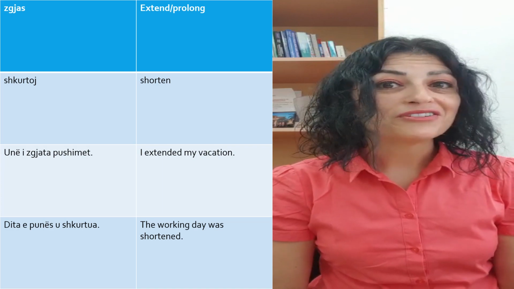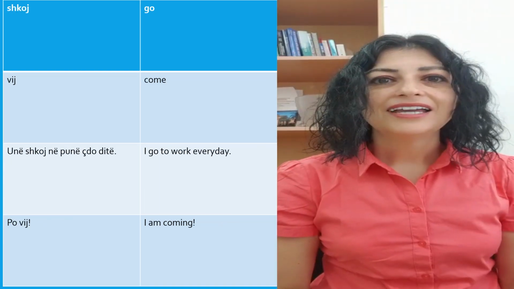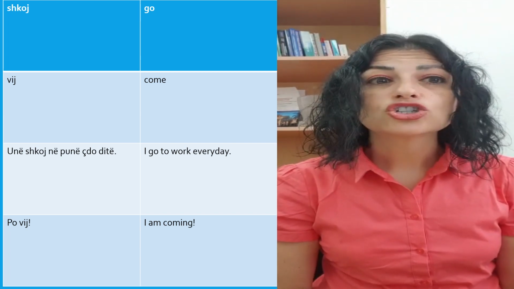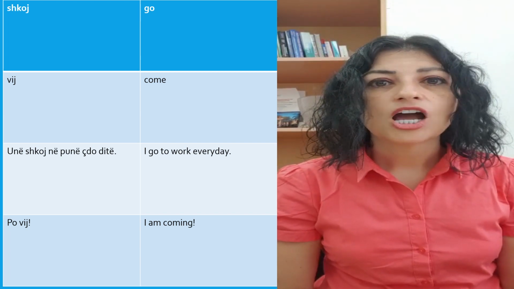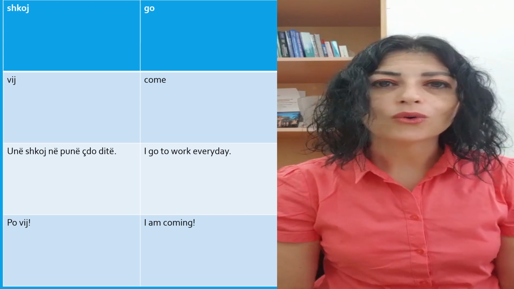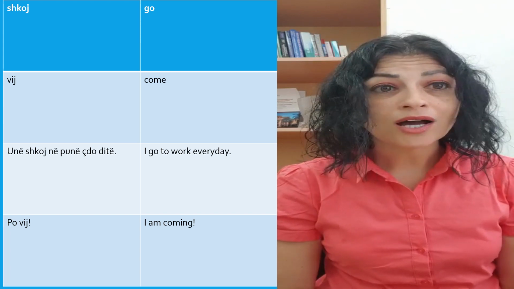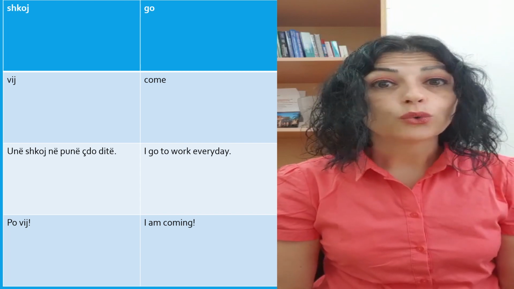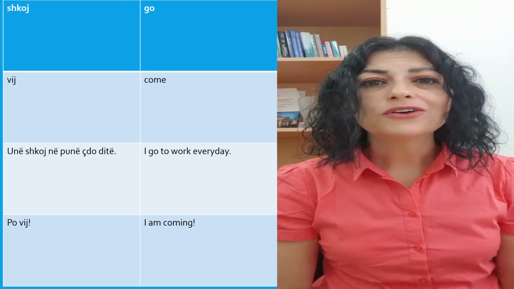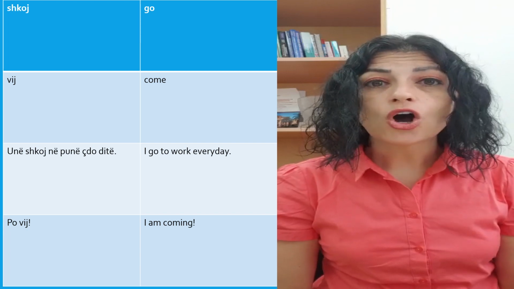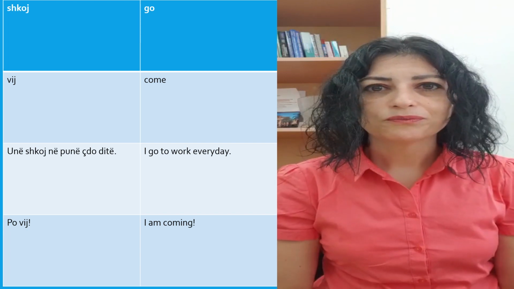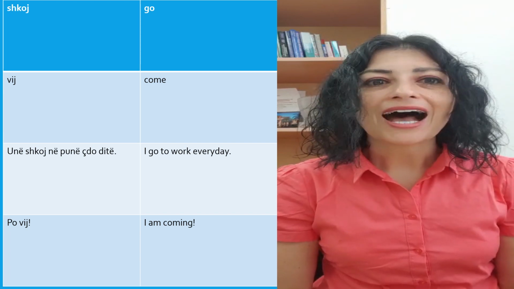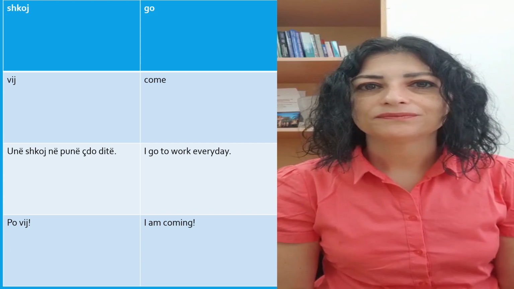Let's see some other verbs. Here we have two more verbs. The first one is shkoj, to go. And the second one is vi, to come. For example, unë shkoj në punë çdo ditë. I go to work every day.